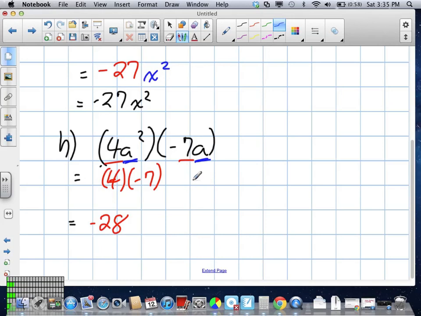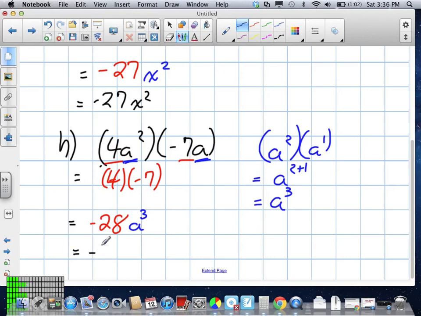A cubed, is that how you say it? It's a to the power of 3. Oh, yeah. A squared times a to the 1. Okay, a to the power of 3. So what's our answer down here? Negative 28 a to the power of 3. Yeah. So it's negative 28a to the power of 3. So your exponent was off in that question.